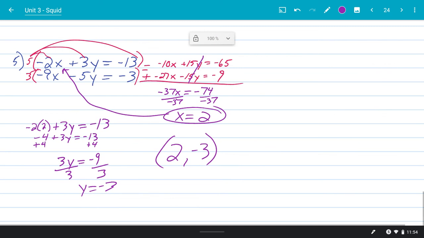And that is the elimination method, where we eliminate one of the variables.